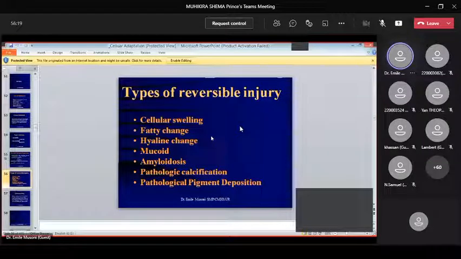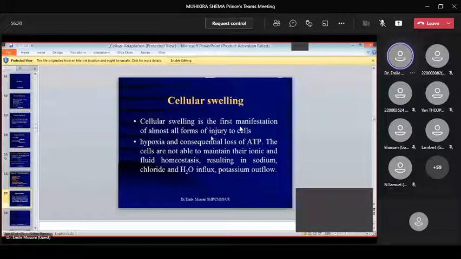Cellular swelling is the first manifestation of almost all injury. With hypoxia and the consequent loss of ATP, the cells are not able to maintain their ion and fluid homeostasis, resulting in sodium and chloride influx and potassium outflow. This is what we call cellular swelling, meaning that there will be accumulation of fluid in the tissue, what we sometimes call edema.